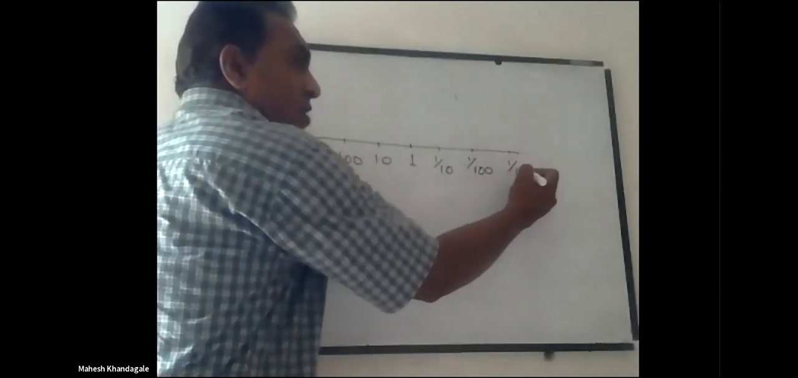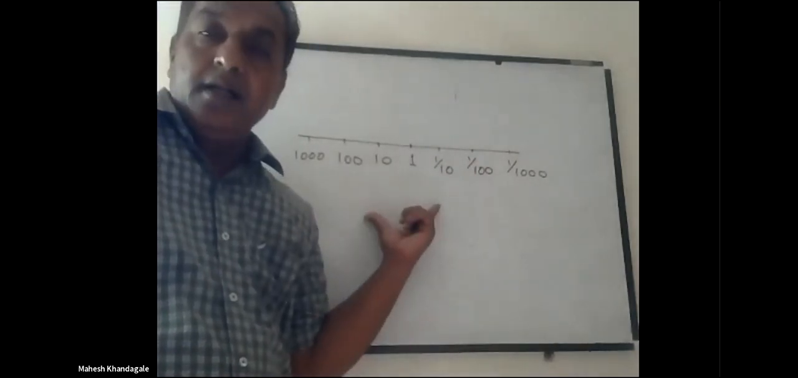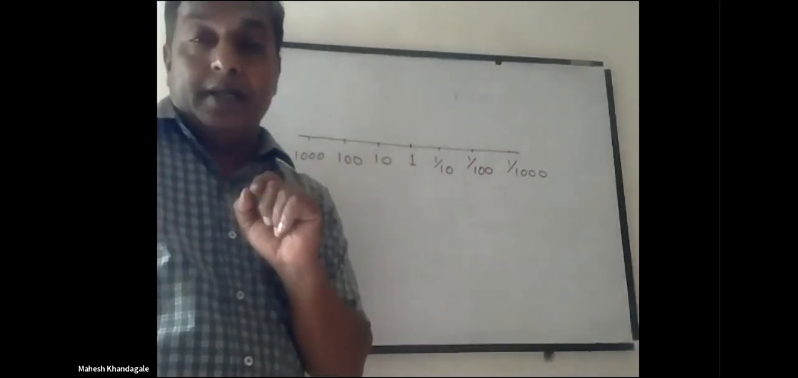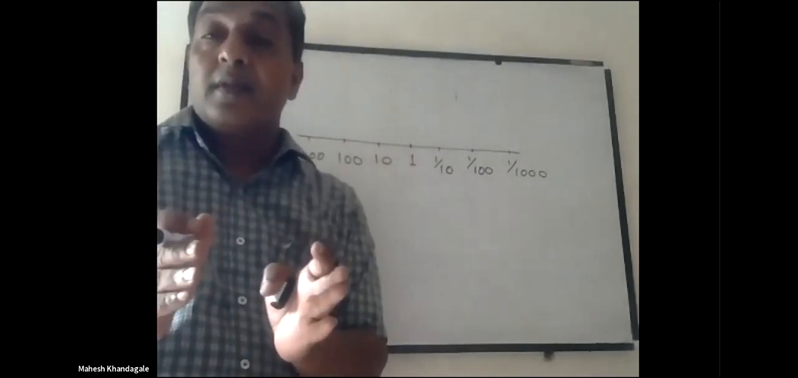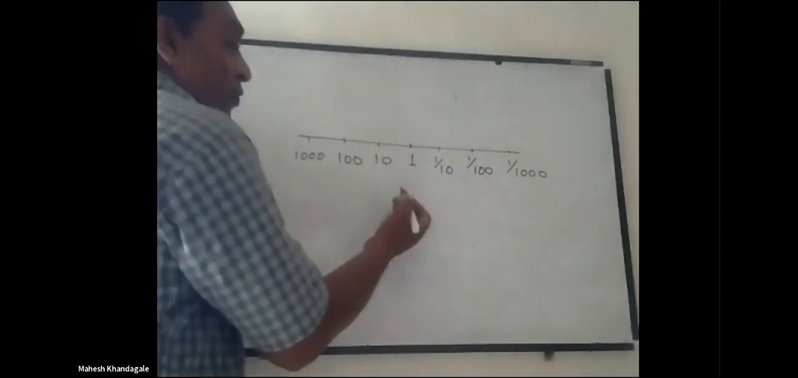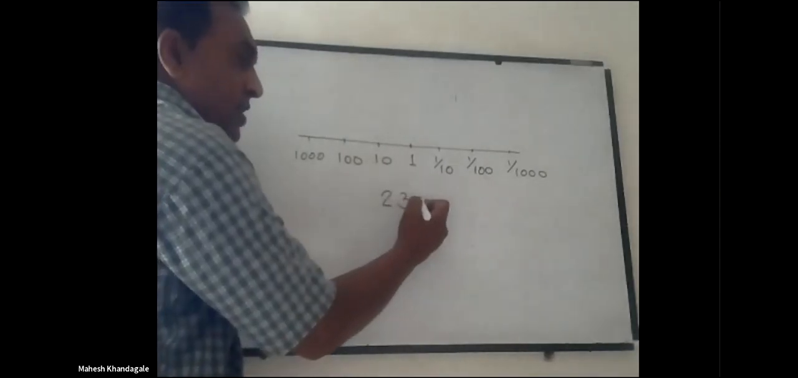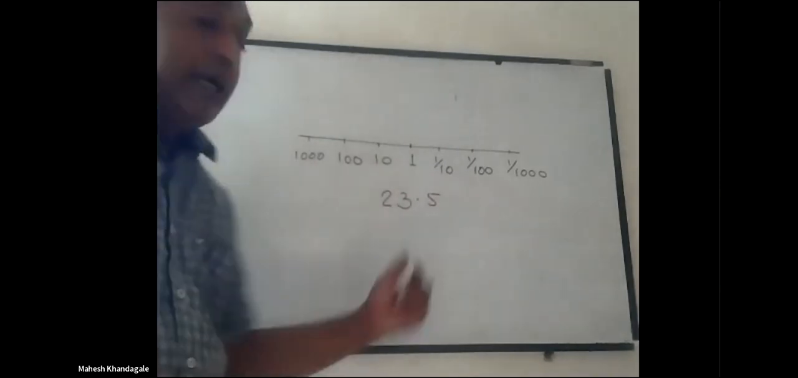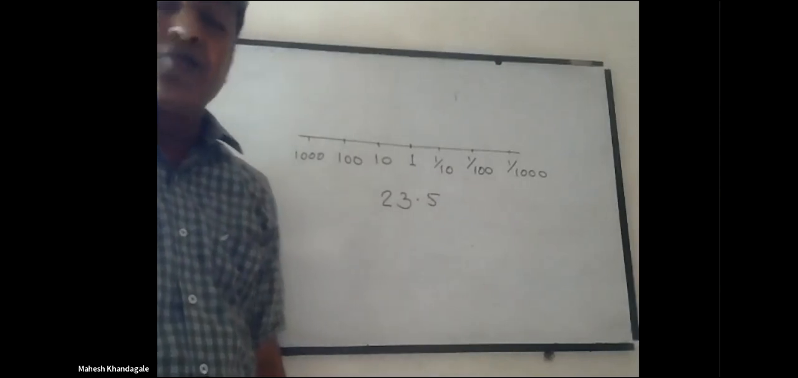This would be 1000, and so on. Right, so any decimal number can be represented in expanded form like this. Suppose we have 2 tens, 3 units, and 5 tenths, that is 23.5. So how will this be?